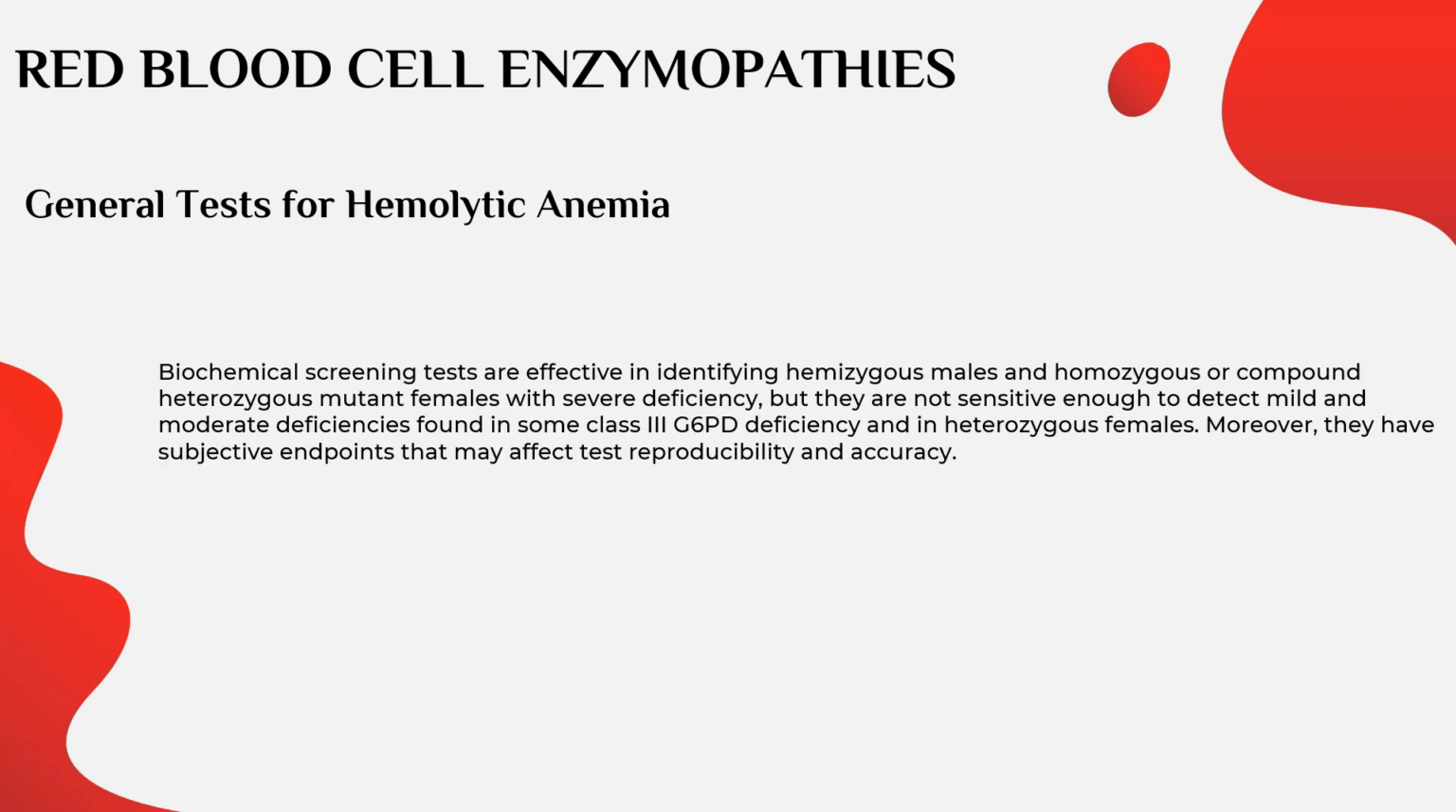Biochemical screening tests are effective in identifying hemizygous males and homozygous or compound heterozygous mutant females with severe deficiency, but they are not sensitive enough to detect mild and moderate deficiencies found in some class 3 G6PD deficiency and in heterozygous females. Moreover, they have subjective endpoints that may affect test reproducibility and accuracy.